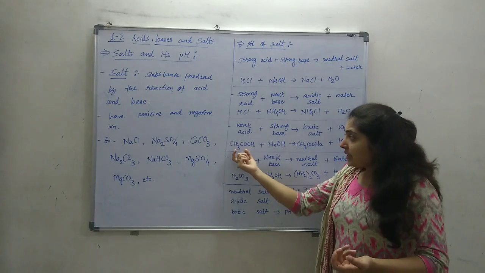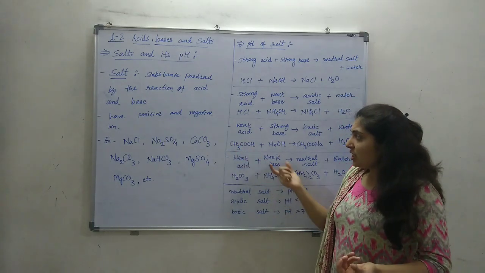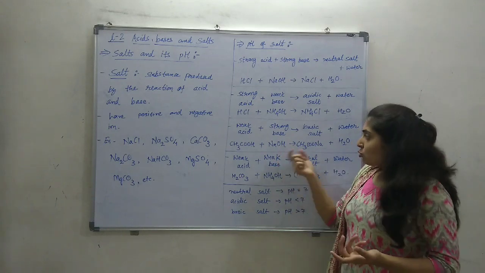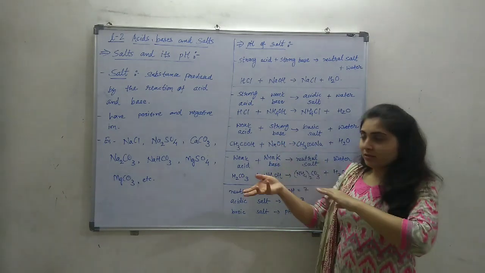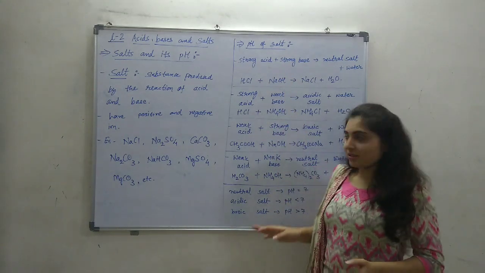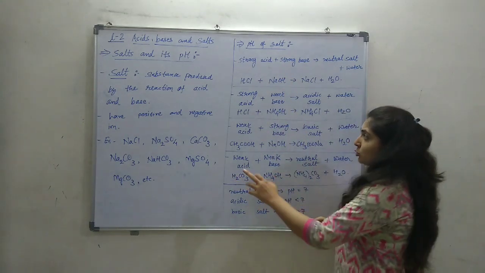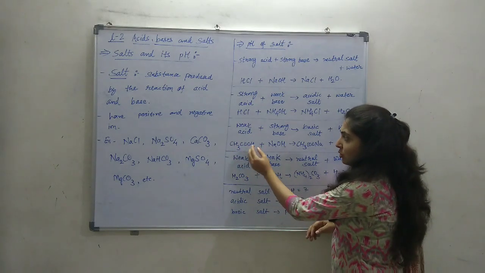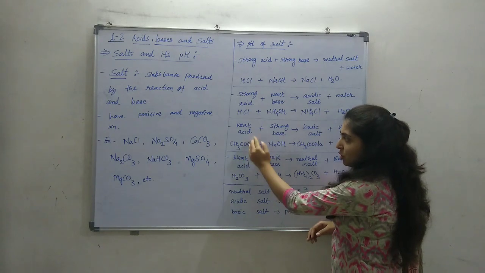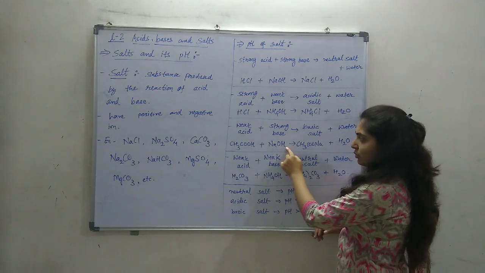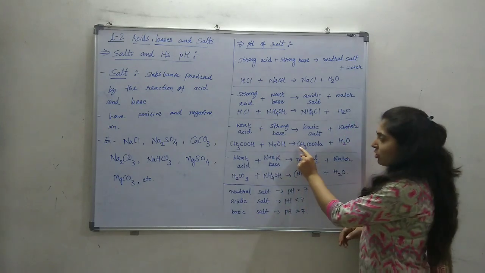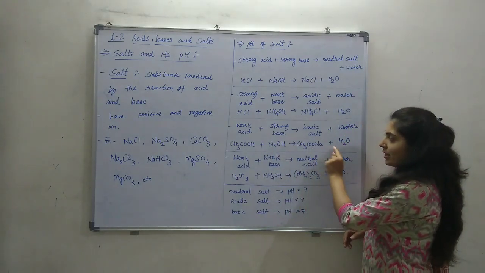So this acetic acid CH3COOH reacts with a strong base, that is NaOH. So exchange of ions, all these are double displacement reactions. Okay, so the H from CH3COOH will be removed, that H will react with OH, and this Na will replace H. So the product will be CH3COONa.